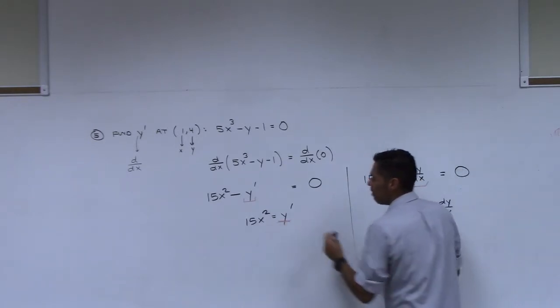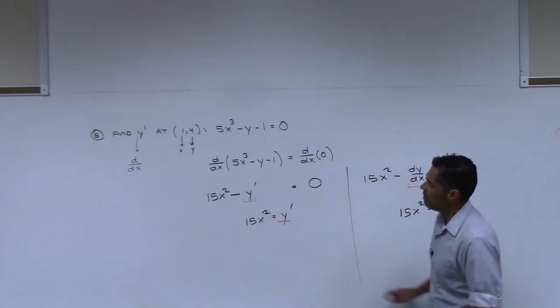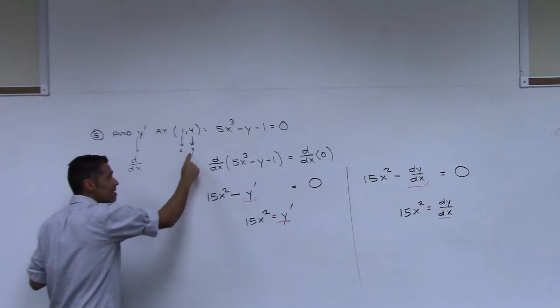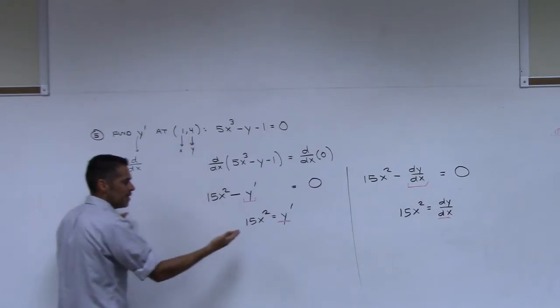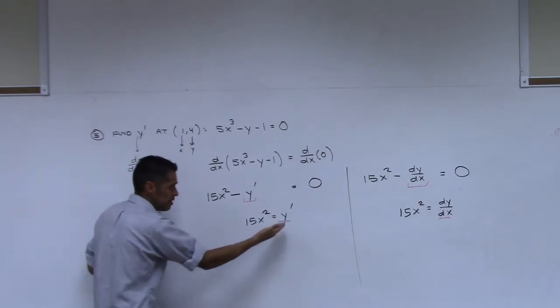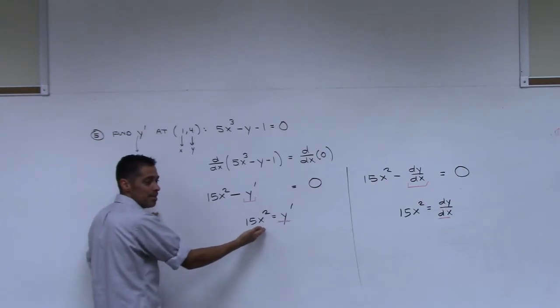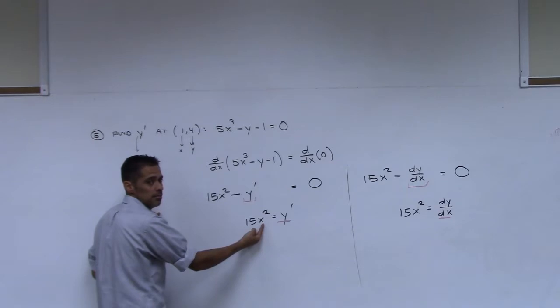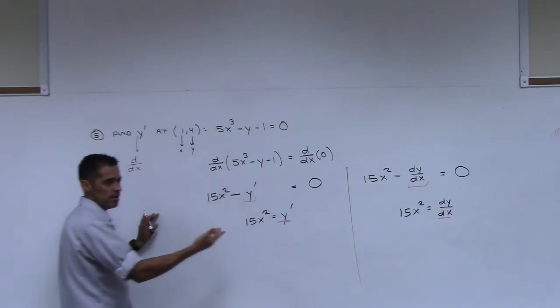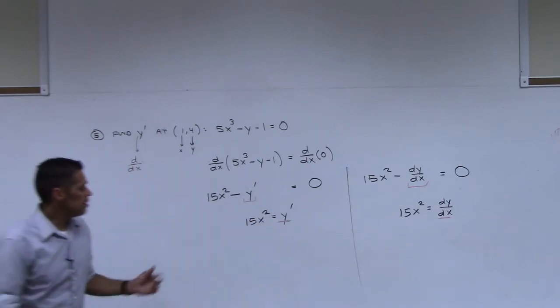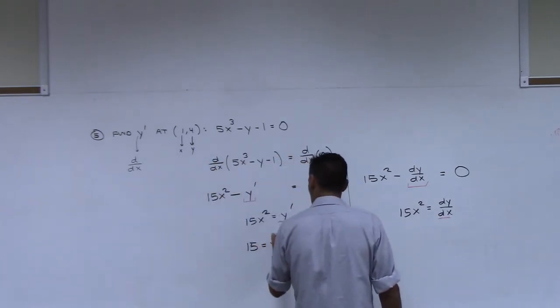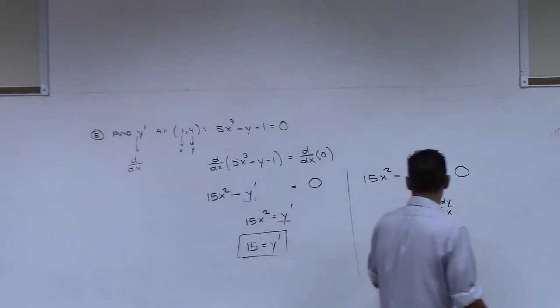And in order to solve for it, I now need to replace all the x's I see with 1 and all the y's that I see with 4. But there are no y's here, right? It's y prime, but there are no y's here, just x's. So I'm just going to replace the x with 1. So 1 squared is 1 and times 15 is 15. So your derivative, y prime, is what? 15. That's it. Same thing over here, 15.